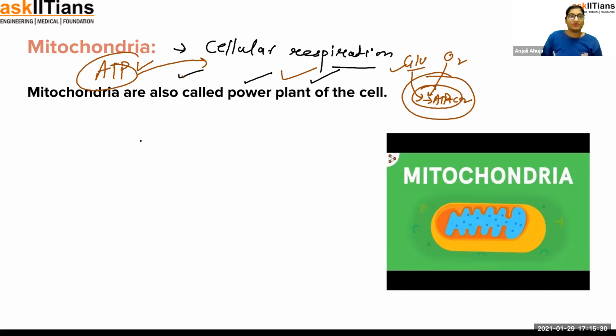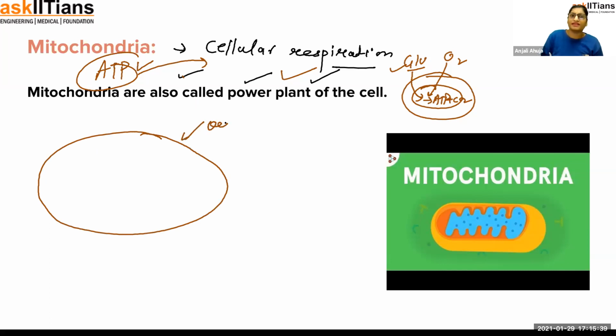Talking about the structure of mitochondria. Mitochondria is a double membranous structure. It has an outer and an inner membrane. The outer membrane is plain and the inner membrane is folded.